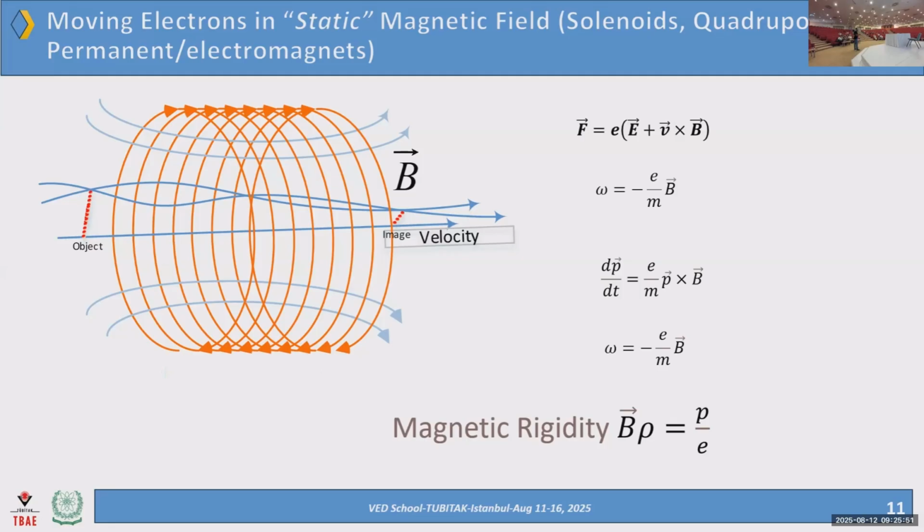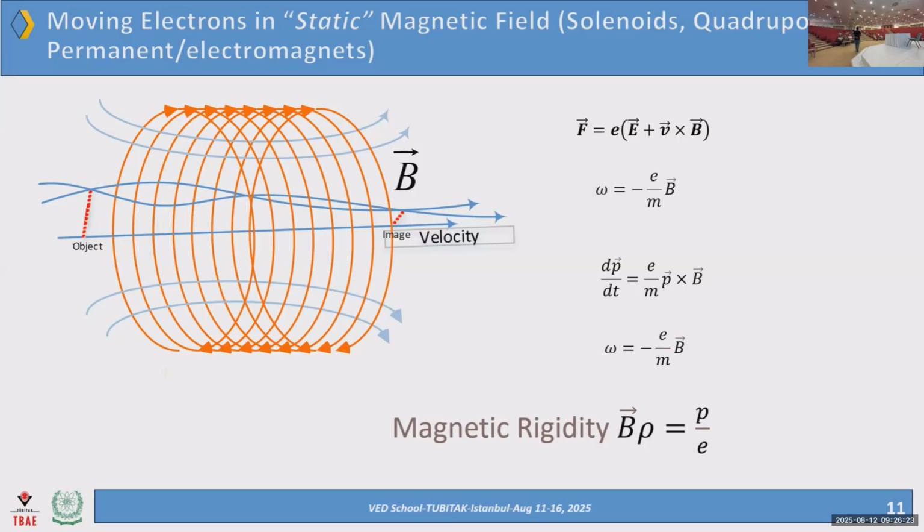So consider that you have an object. Here I have drawn an array of charges. The object at the center will face no deflection, okay? Whereas the object or the charge which is at the top of that distribution will face a gyrating motion, and it will have a focus sort of effect, a focusing effect.